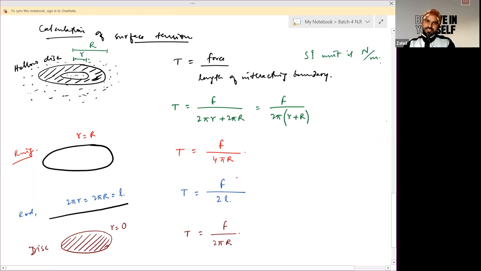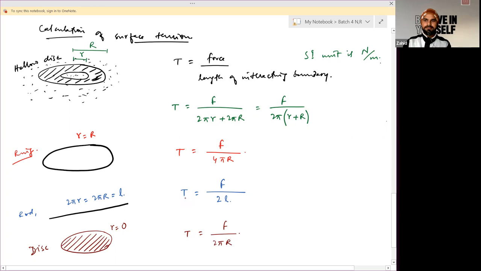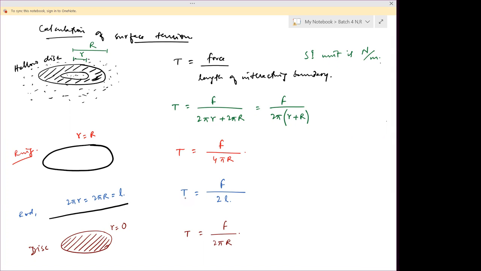So on the basis of these different formulas, we can assign surface tension or force related to these types of objects. Khalid, any doubt? Sir. Raza, is it clear? Yes, sir. Okay, just write it down.